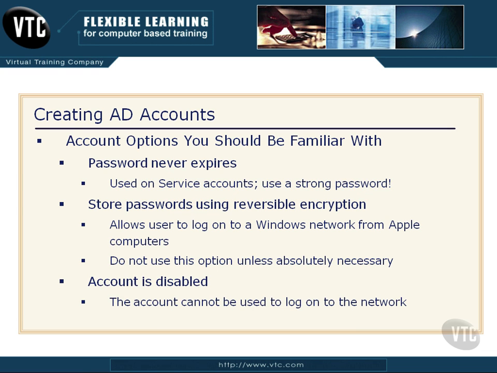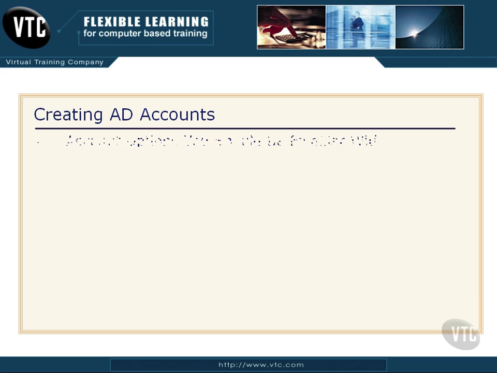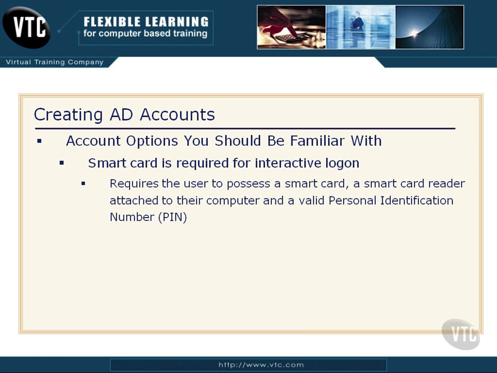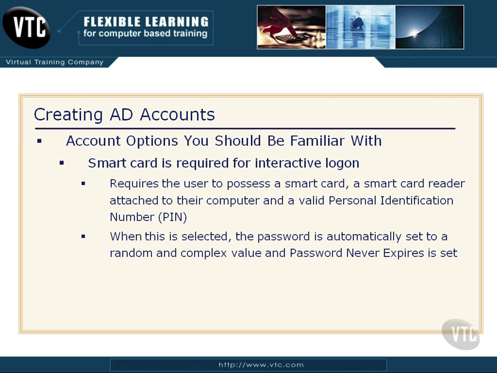Account is disabled. The account can't be used to log on to the network. The account's valid. It's out there. All you have to do is enable it and it starts working, but disabled means that it's not usable. Now, usually we will use this to create user account templates, which we'll talk about later on in the course in a separate video. Then, Smart Card is required for interactive logon. This requires the user to possess a smart card reader attached to their computer and configured properly, and a valid personal identification number. Now, when this is selected, the password is automatically set to a random, complex value, and password never expires is set.